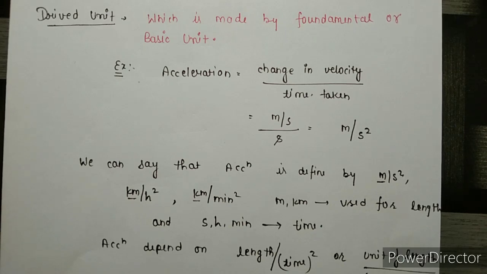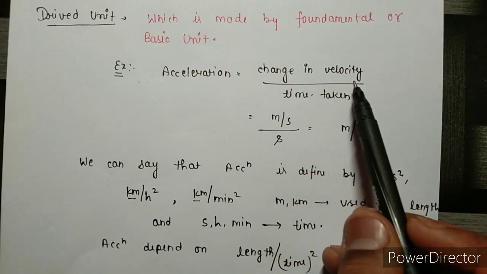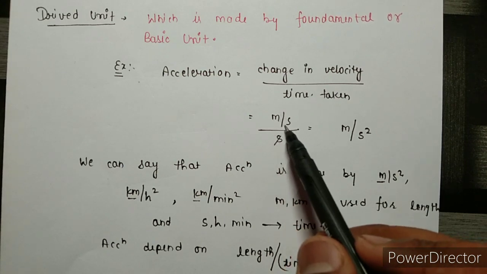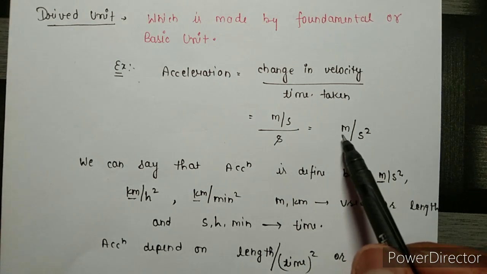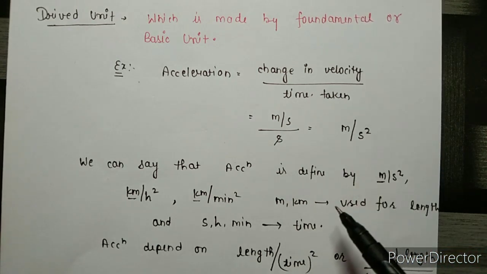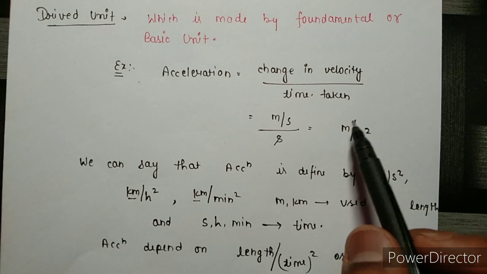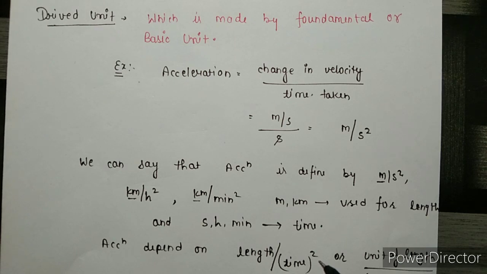Now the example of a derived unit is acceleration. The formula of acceleration is change in velocity per unit time taken. The unit of velocity is meter per second, divided by the unit of time, second. So we can say that the unit of acceleration is meter per second square. In this unit, acceleration is made by two fundamental units, meter and second. So this type of unit is known as a derived unit.